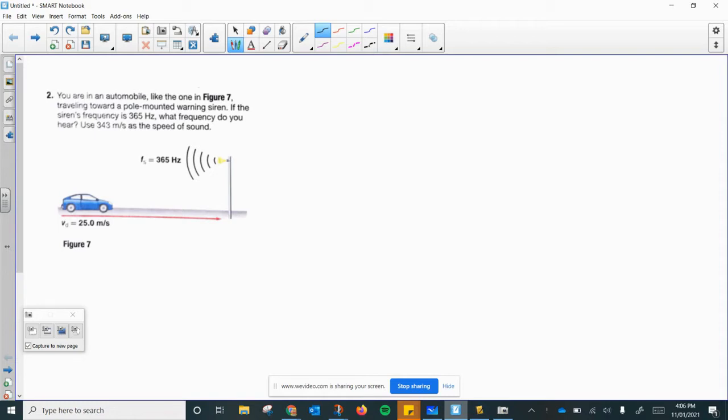The Doppler shift equation can be a challenging one to use, so let's do a couple examples, see what we can figure out together here. First, the equation.